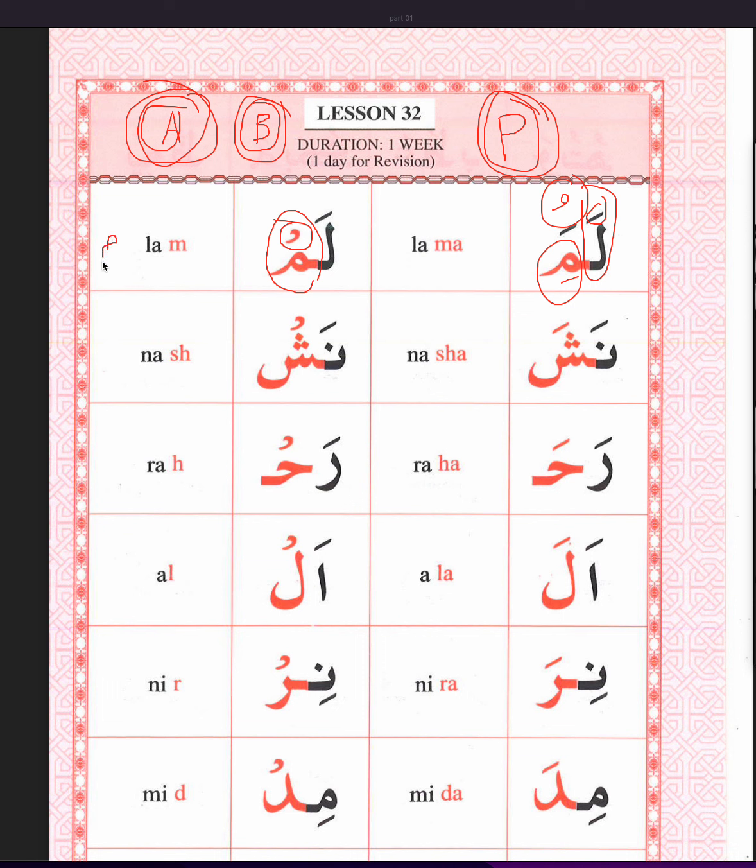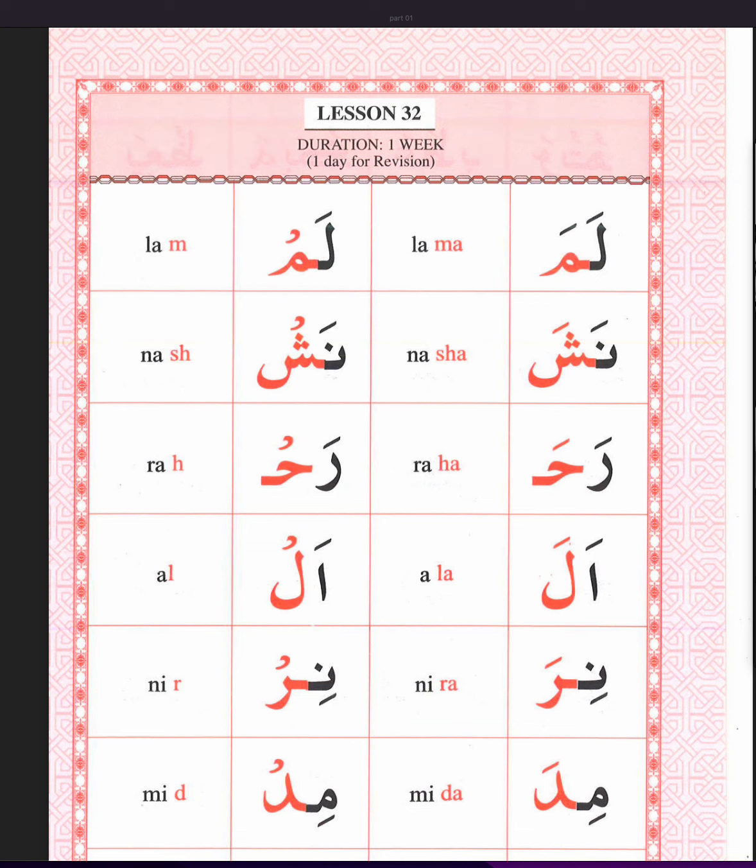So, letter meme, this is the letter meme. But what kind of sound does the letter meme have? You would say m. Letter sheen, right? This is the letter sheen. But if it has a sukoon on it, you would say it's a shh. That's the sound of the letter. Okay? So now simply we have la, ma, lama, right?